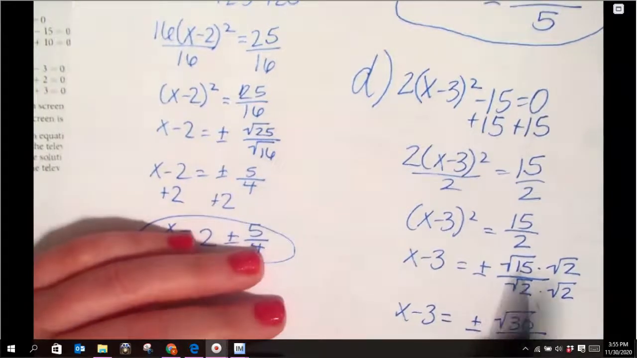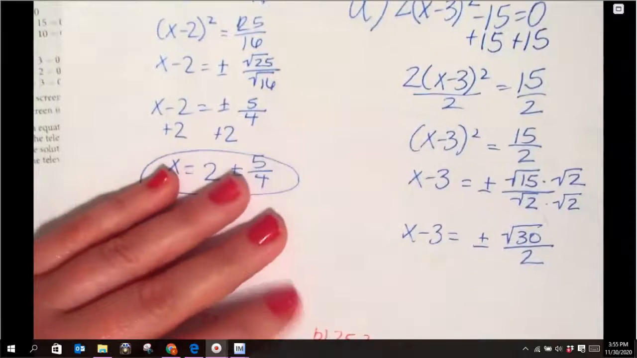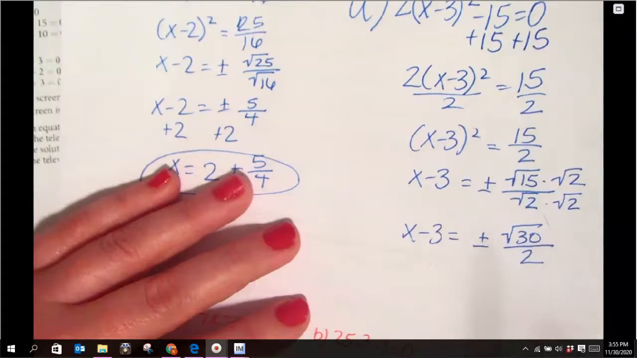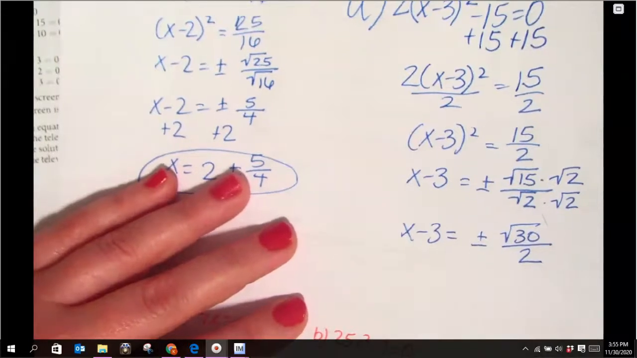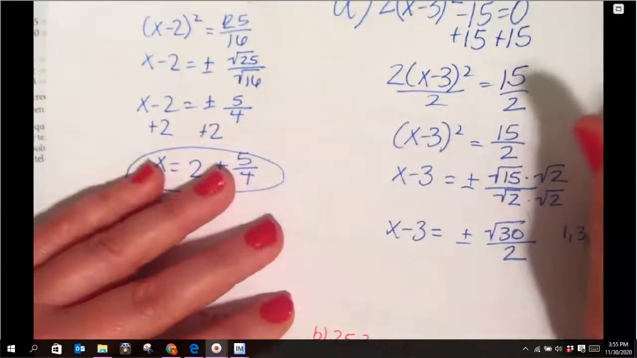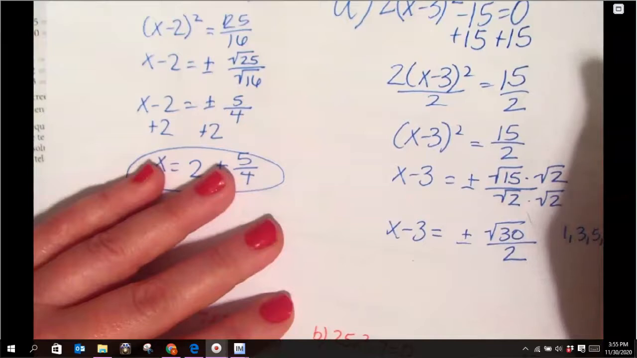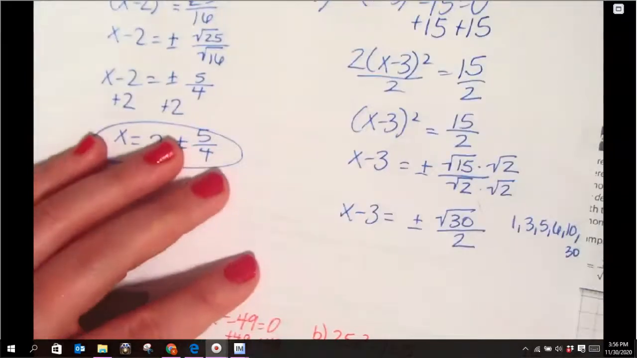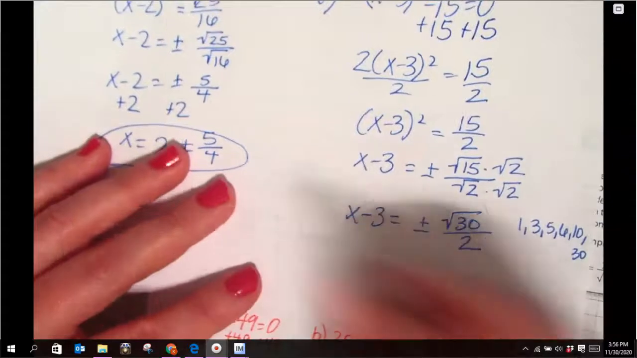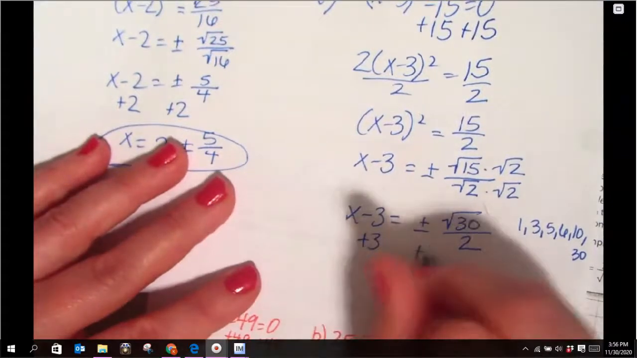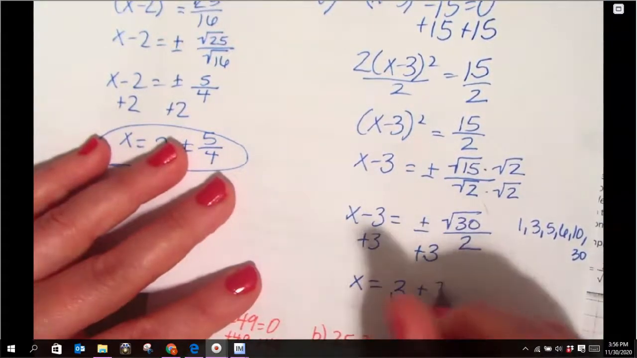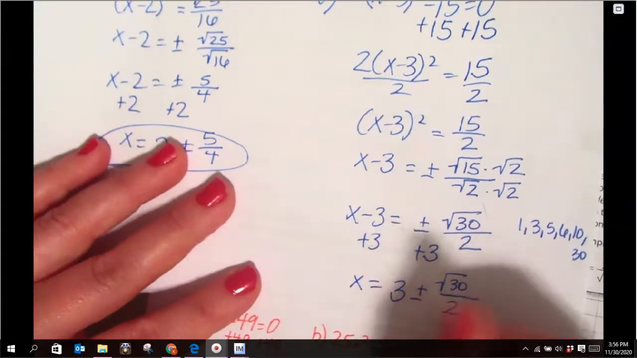These are both inside, so I can multiply them together. That's how I got 30, and then the 2 comes out of the house. 30 does not have a perfect square in its factors. Its factors are 1, 2, 3, 5, 6, 10, and 30. None of those are perfect squares. So I don't have to simplify that. I can simply just add 3. So x equals 3 plus or minus the square root of 30 all over 2.